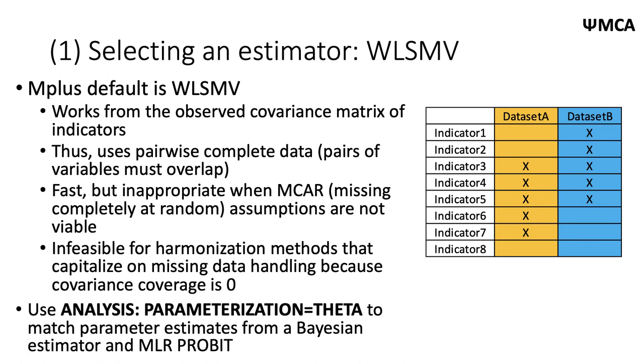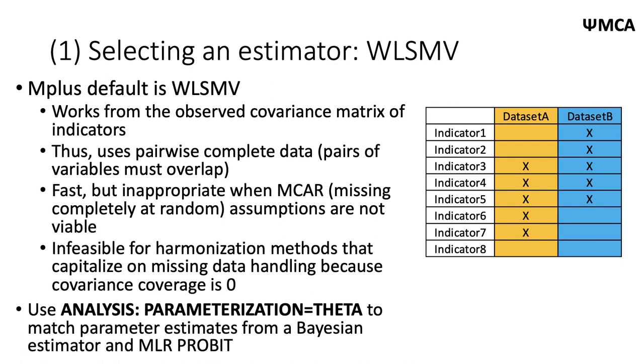There's your WLSMV estimator. The WLSMV weighted least squares estimator works from the observed covariance matrix of indicators. Thus, it relies on pairwise complete data. So if I'm using Paul's approach and I'm combining, say, two studies as my reference source, and these two studies, data set A and data set B, look like this, there's no pairwise overlap between indicator 1 and indicator 7 between the two data sets. So that model wouldn't converge. So you couldn't use a WLSMV estimator for that approach. You would use an MLR or a Bayesian estimator.